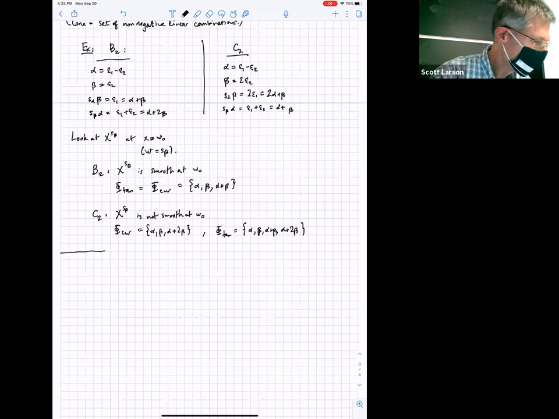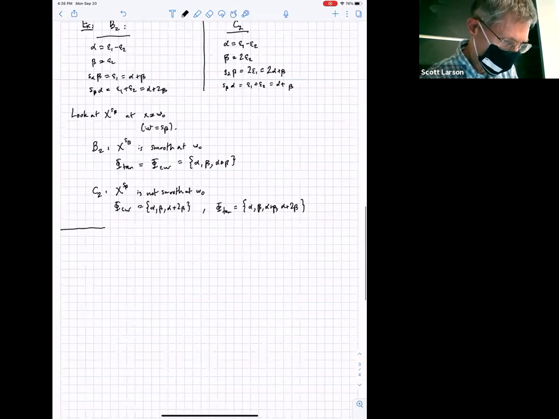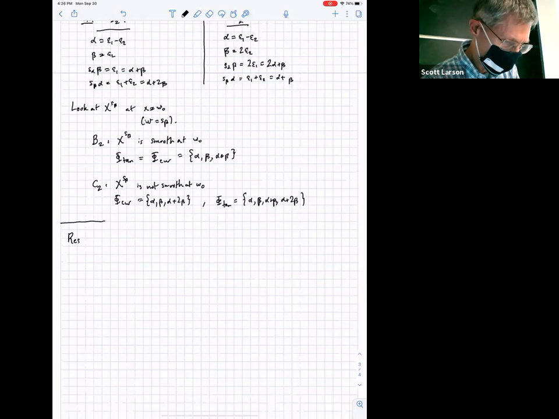So the remainder of this talk, I want to just explain some of the ideas that go into why this theorem is true. So the rest of the talk is going to be some explanations. Discuss the proof.